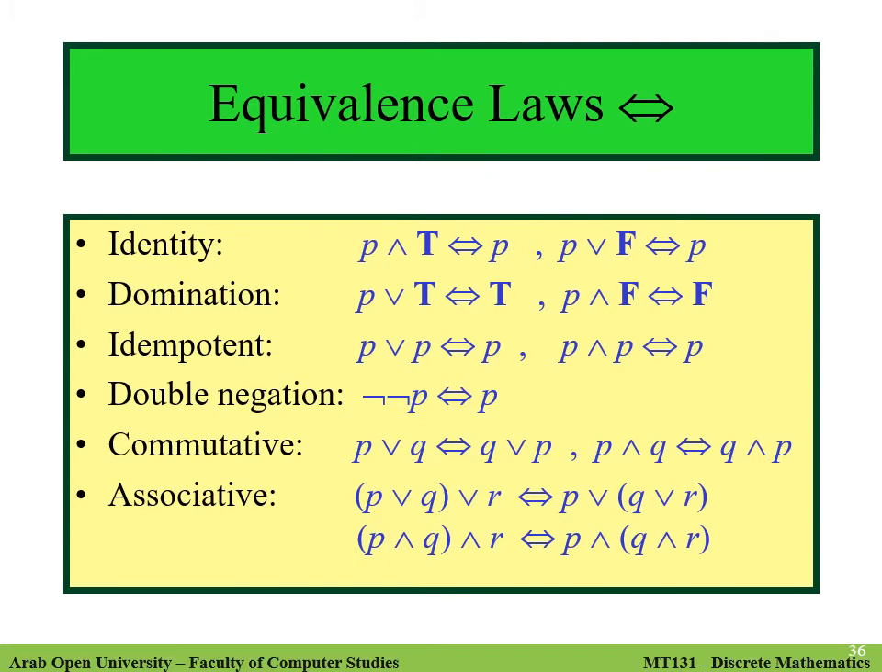Commutative laws, P or Q is equivalent to Q or P. P and Q is equivalent to Q and P. The associative laws, P or Q or R, take P with Q first, P or Q or R is equivalent to P or Q or R taken together.